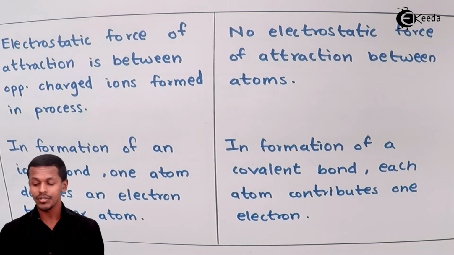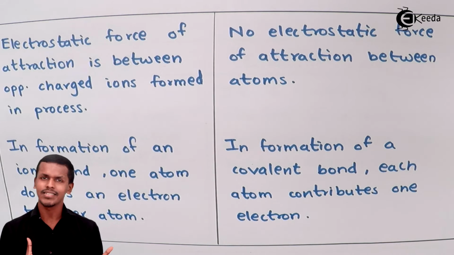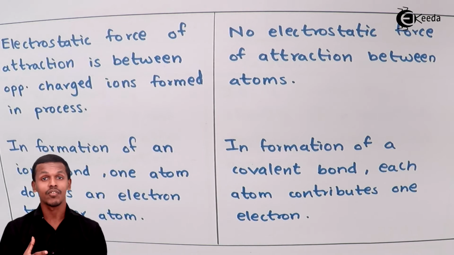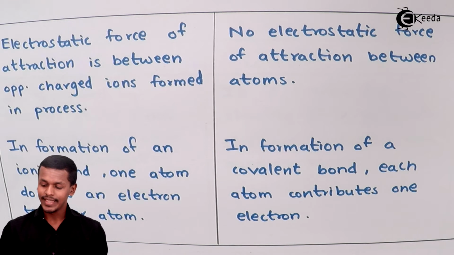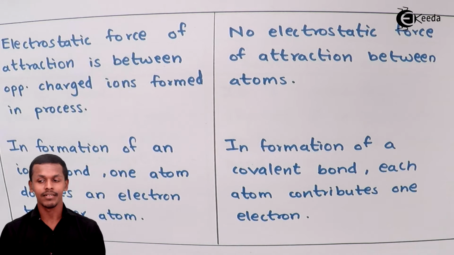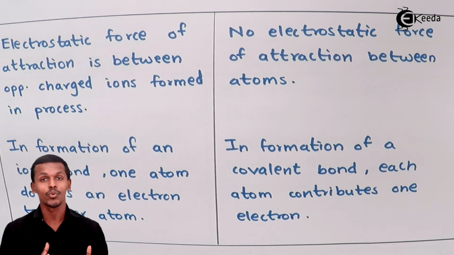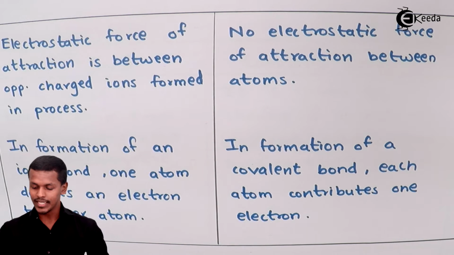While talking about the covalent bond, it has no electrostatic force of attraction between the atoms, because both have almost the same value of electronegativity, and so there is no possibility for one to be very positive while the other is very negative. That does not happen in the covalent bond, and that is how no electrostatic force of attraction is observed between the two atoms that are forming a covalent bond. So that's it. Let's talk about the other one.